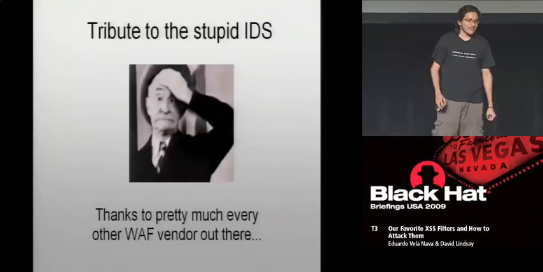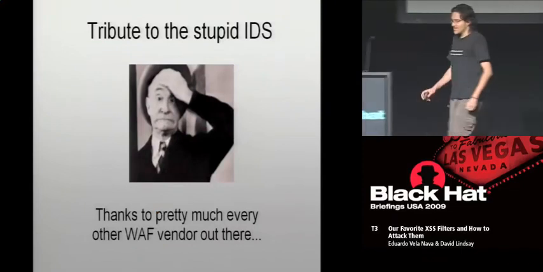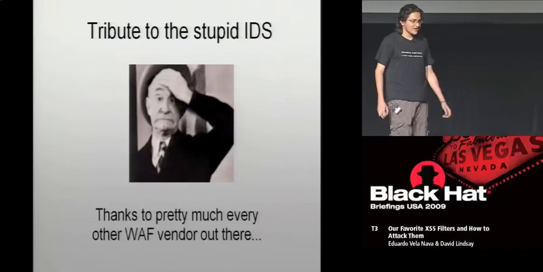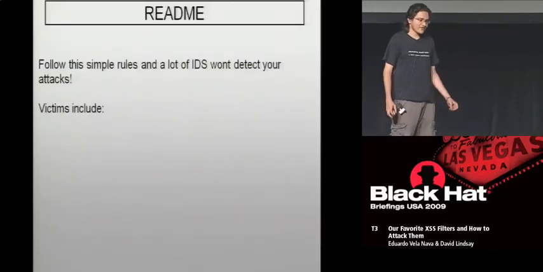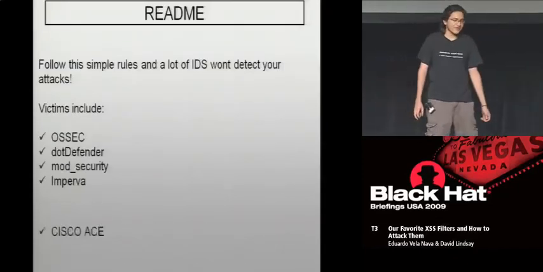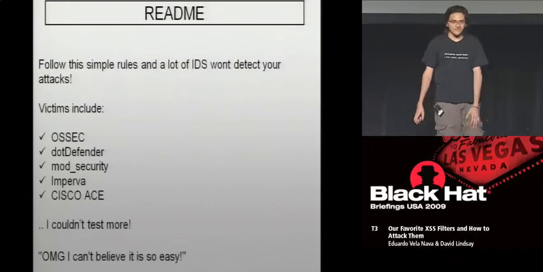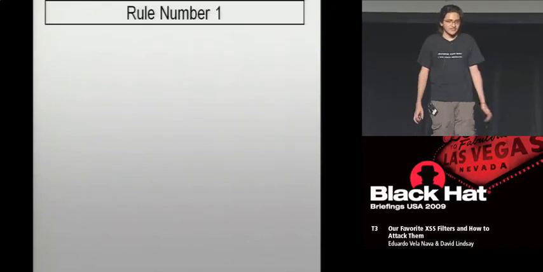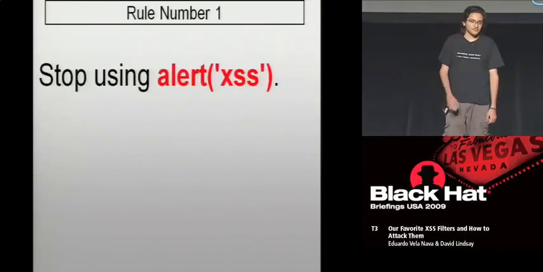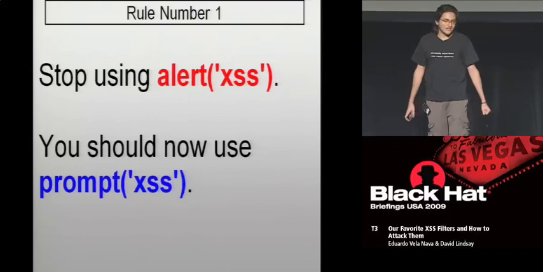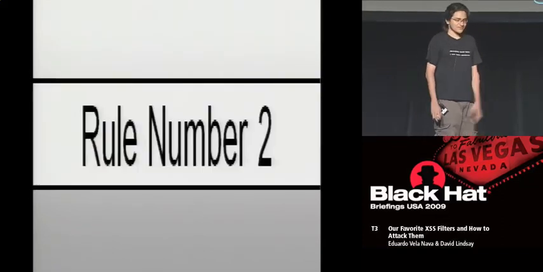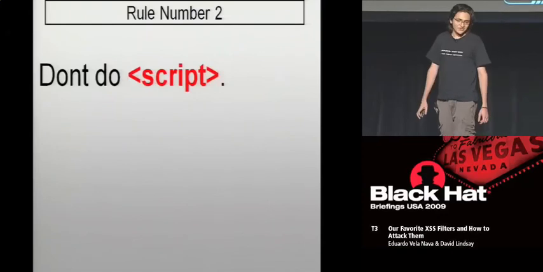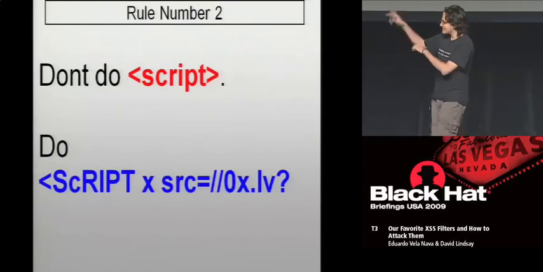This is the last part, a tribute to the super IDS. This is actually a little funny. It's very easy to bypass a lot of filters. There are a lot of filters that can be bypassed. I didn't have time to test more, but these are some of them. So rule number 1, if you want to bypass a lot of cross-site scripting filters, stop using alert; you should now use prompt. Rule number 2, stop doing script; you should now use uppercase and stuff like that.